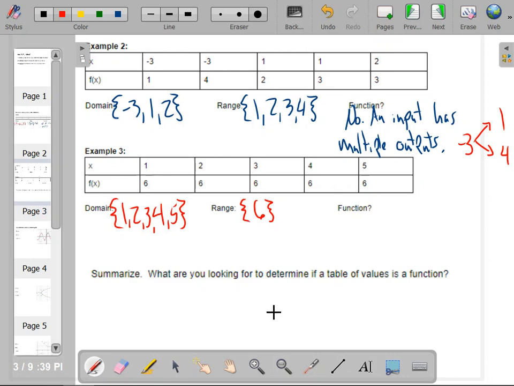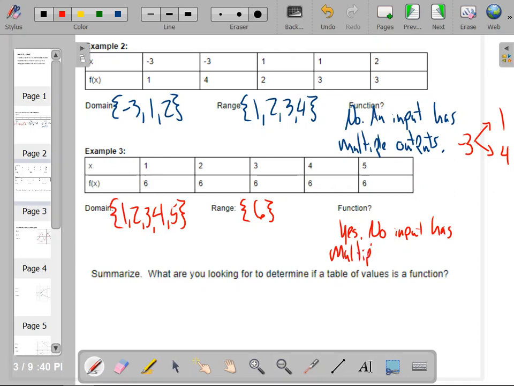Now, this is tricky. No input can have multiple outputs. Are there any x's that repeat? No, no, no, no, no. If x doesn't repeat, this is a function. No input has multiple outputs.